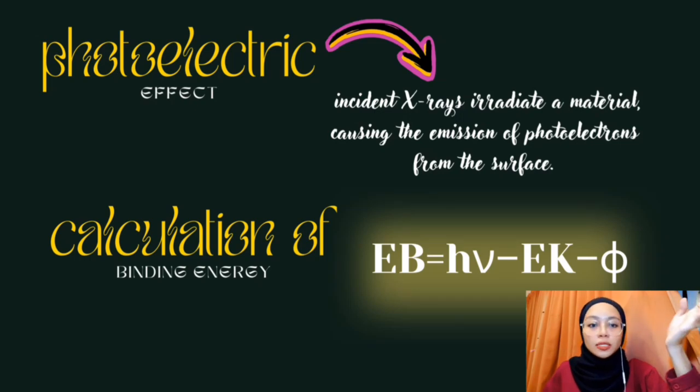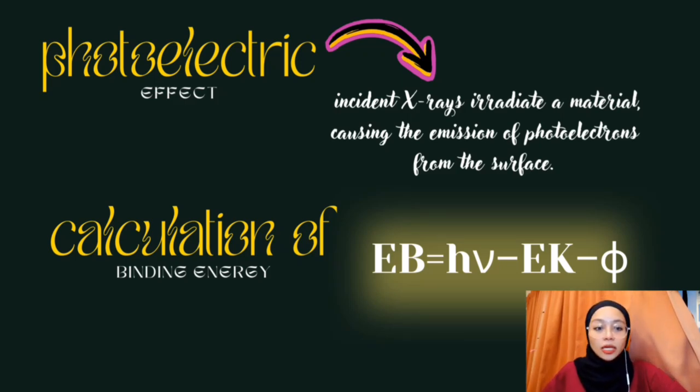So, when X-rays irradiate a material, they cause the emission of photoelectrons from the surface. First, the material is irradiated with monochromatic X-rays. These X-rays have enough energy to eject the core-level electrons from the atoms in the sample. The kinetic energy of the emitted photoelectrons is measured and the binding energy is calculated using the formula. The binding energy equals the photon energy minus the kinetic energy minus the work function of the spectrometer.